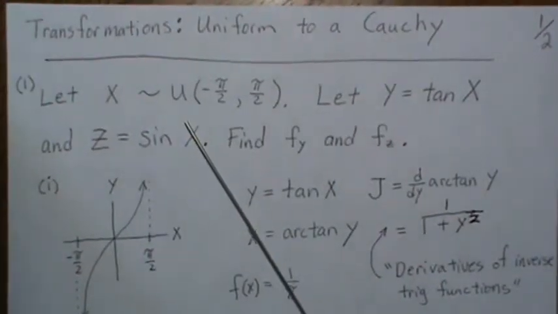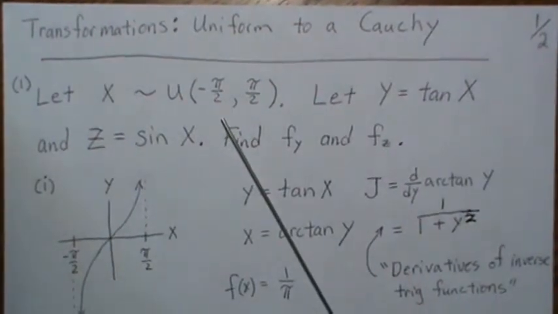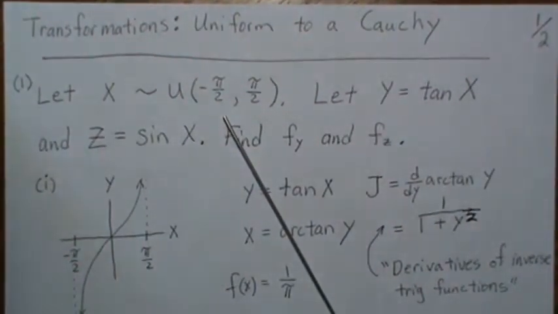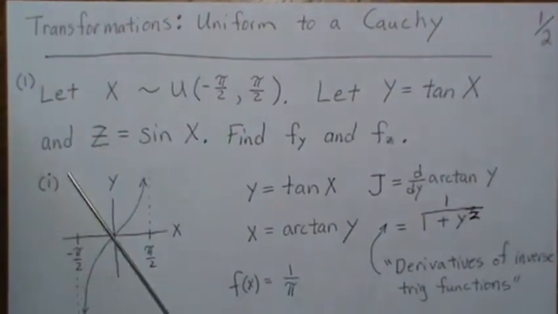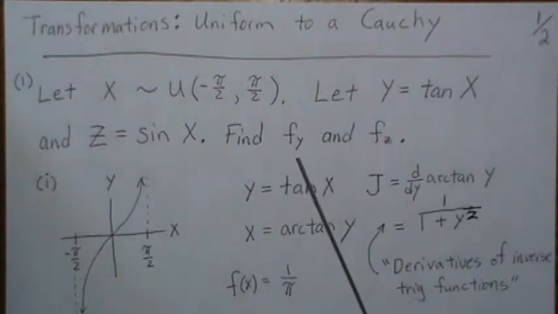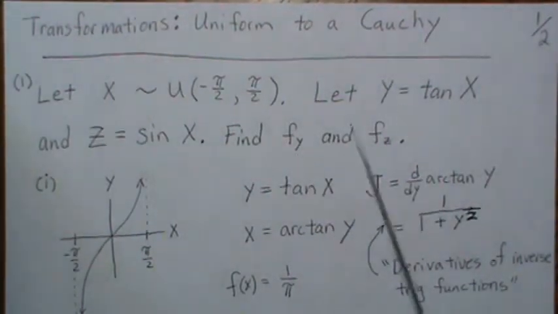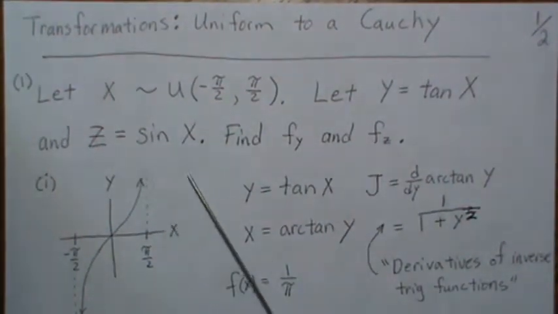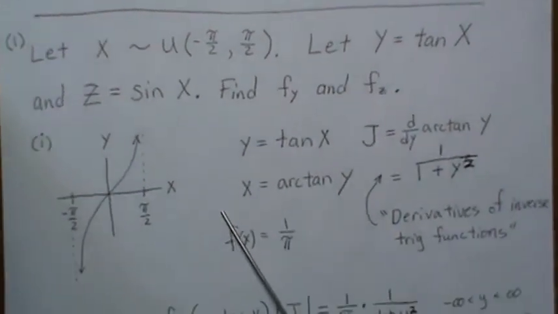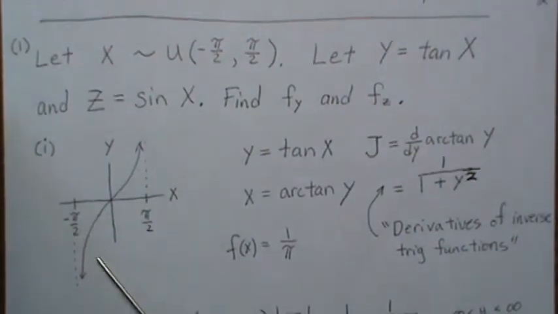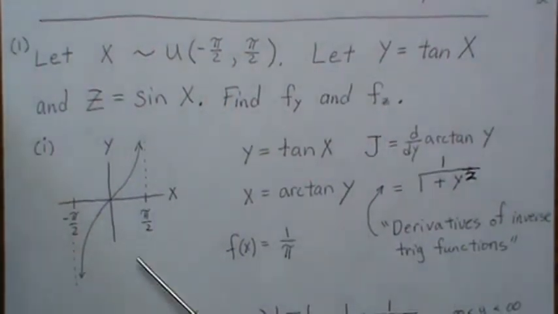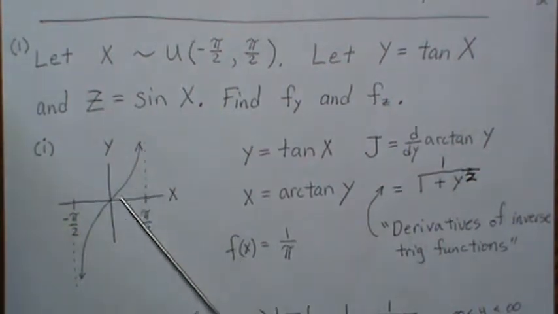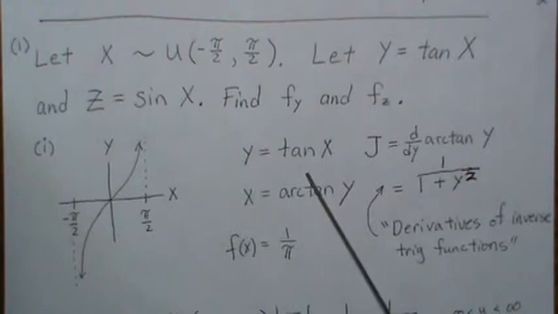So here, let's let X equal a uniform distribution from minus pi over 2 to pi over 2. Let Y equal tangent of X and Z equal sine of X. And we want to find the distributions of f of y and f of z. So let's start with Y first, and if we graph the transformation, X of course is uniform in this range, and the tangent of X ends up being this. And those are vertical asymptotes, so it's all real numbers.